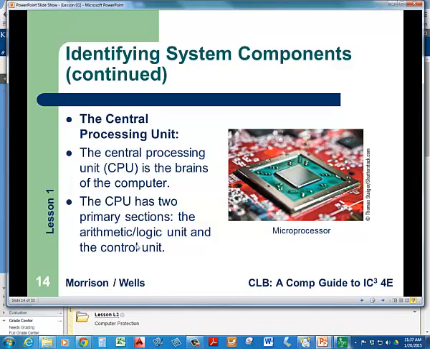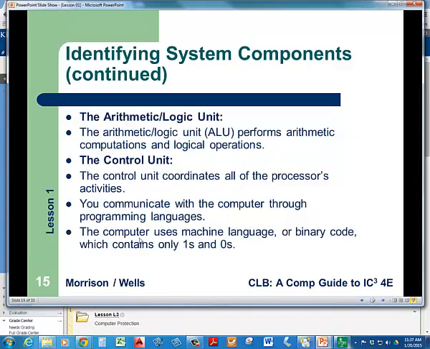So the CPU, the brains of the computer. It also has in it an arithmetic logic unit, which performs all the computations. Then the control unit coordinates it all. So you've got an ALU, the arithmetic logic unit, and then a CU, a control unit.